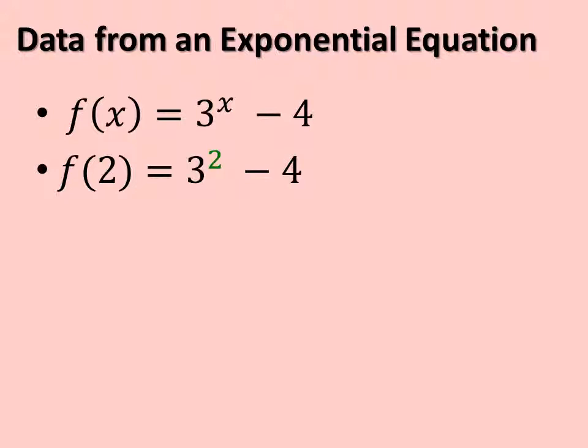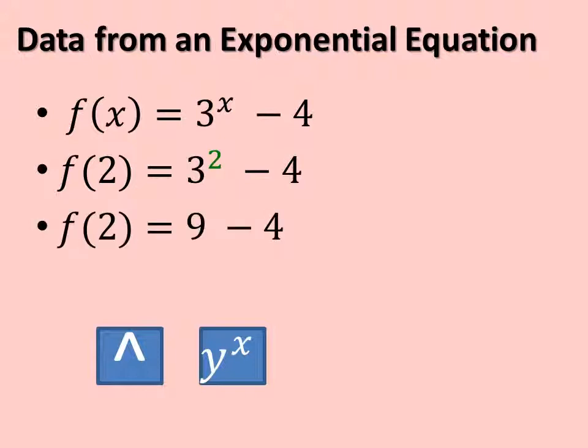Well, go get your calculator and look for one of these two buttons. This is the button we're going to use. 3. Hit the button. 2. Hit enter. You should have gotten 9. Now on the right hand side we have 9 minus 4. Well, 9 minus 4 is 5. There is our value for x and y. x is 2, y is 5.